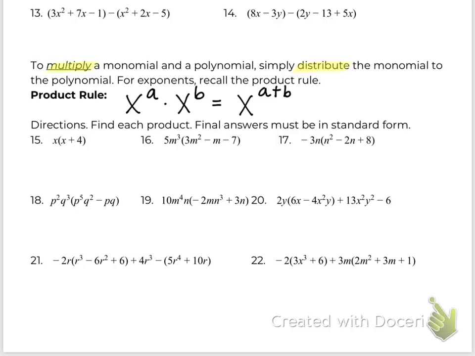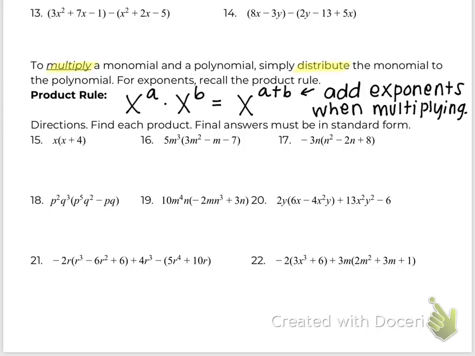So all this is saying, to multiply, this is multiplying a monomial, this single term, to a polynomial, right here. We distribute the monomial, so we're going to distribute this into the polynomial, okay? And remember, we have to put it in standard form, which means greatest exponent to least exponent, and it has to be in alphabetical order if there's more than one variable. Okay, so x times x is x squared. X times x is x squared. X times 4 is 4x. That's it.